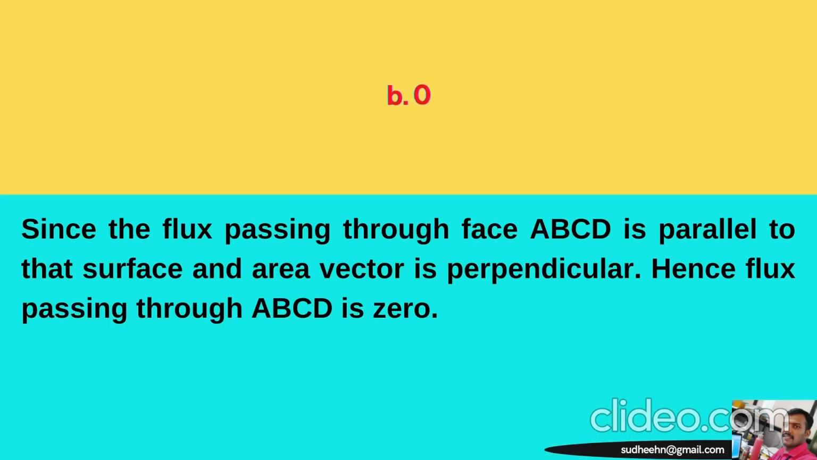And the right answer is option B, that is 0, because the field passing through face ABCD is parallel to that surface and the area vector is perpendicular. Hence, the flux passing through ABCD is 0.